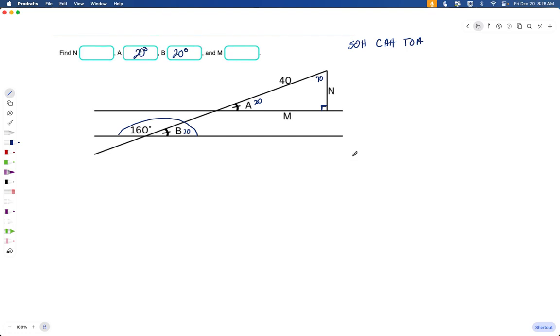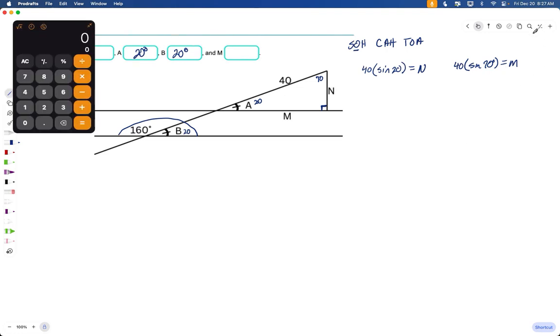So again, we'll do the same thing we did in the previous problem. I'm going to use sine. I'm going to use the opposite here, and we use the hypotenuse times the sine of 20 degrees. The opposite would be n. And then I can do that again for m. I could say 40, the hypotenuse, times the sine of 70 degrees, and the opposite side to 70 is m. So there's my two equations to find n and m. Pretty straightforward.